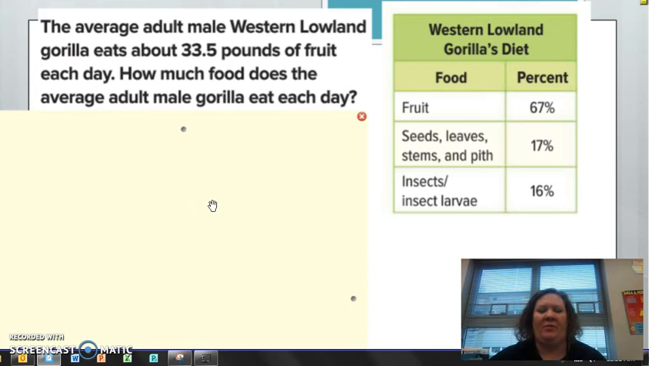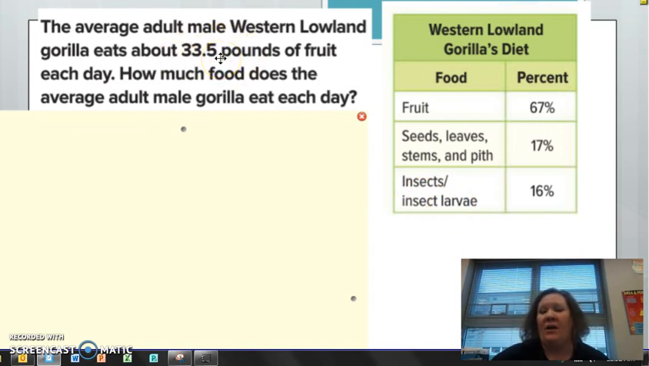Finally, we have word problems. This is where you cannot use the is over of trick. You have to know the part over the whole. In this case, we have the average adult male western lowland gorilla eats about 33.5 pounds of fruit each day. So over here, if you look at the chart, fruit represents 67% of that gorilla's entire diet. We only have 33.5 pounds of fruit listed. That means this is our part. This is not the whole amount of food because his whole diet for the day includes fruit, seeds, leaves, insects, and larvae. So this is our part.